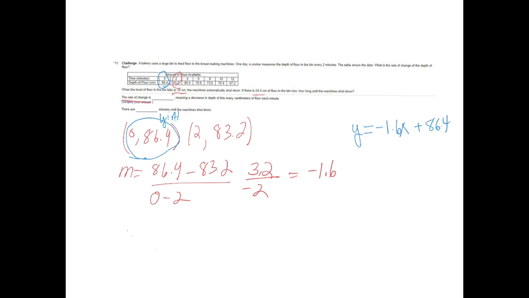So what it tells us here is that we want to know when the level of the flour in the bin falls to 10 centimeters, the machine shuts down. It's currently at 24.4. How long is it going to be until the machine shuts down? Well, if we look at it at 10 centimeters, I'm going to remember that this is my x and this is my y. So it's giving me 10 centimeters, which is a y value. And I'm going to put that in place of y, and I'm going to solve this equation for x.